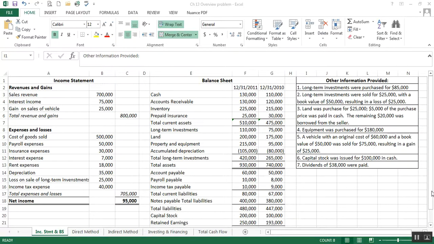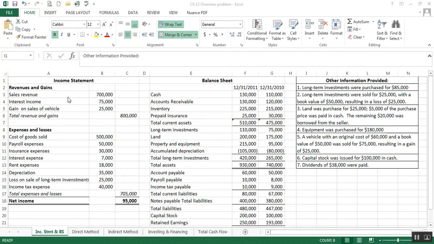Example that's featured in the book. So here we have a company's income statement, balance sheet, and other information that's provided from other activities that they perform throughout the year. Whether you're starting with your direct method or your indirect method for the cash flow statement, you're going to have to go through and identify which portions of the statements are related to financing versus investing versus operating activities.